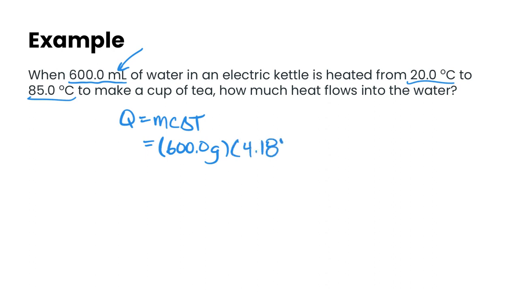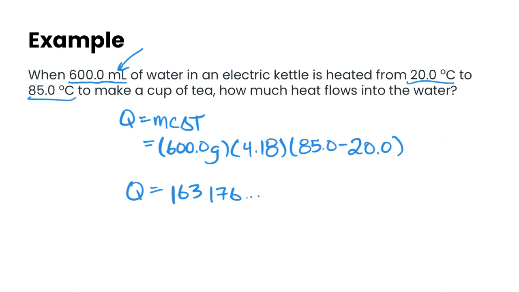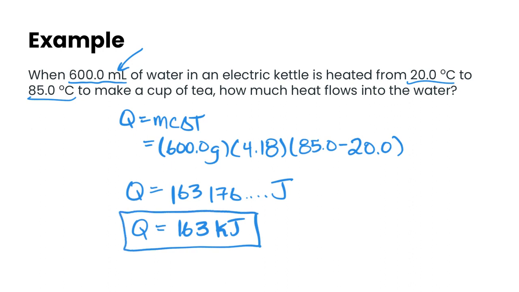The specific heat capacity for water is 4.18. And then we're going to do our final temperature of 85 minus our initial temperature of 20. And if we do this calculation, and let's just put in all of the numbers here, we would end up with 163,176 joules. And it's a little bit nicer to express that in kilojoules, because then we can round off to 3 significant digits, giving us 163 kilojoules.